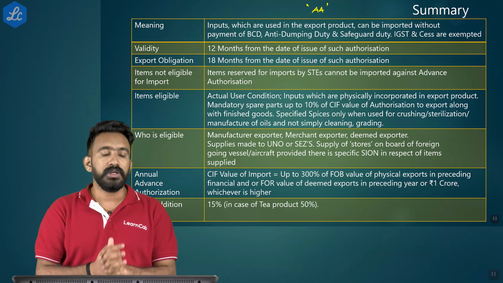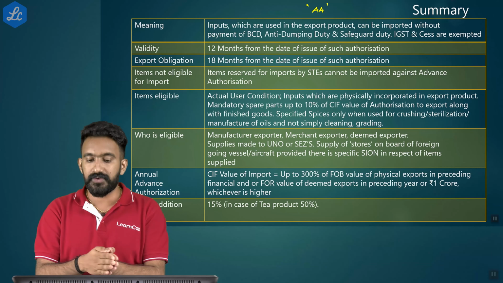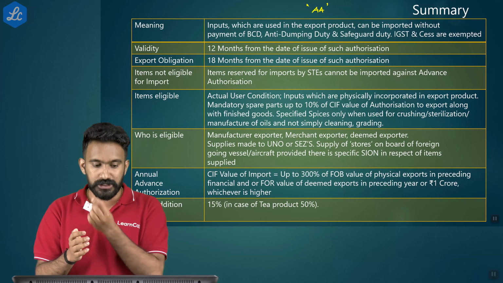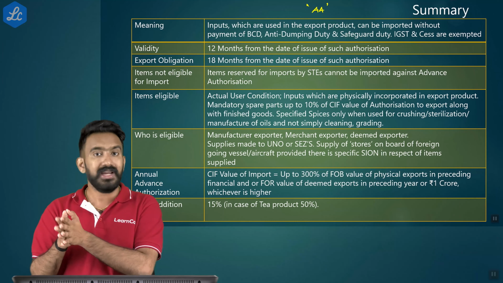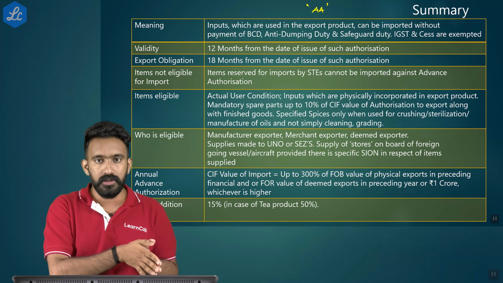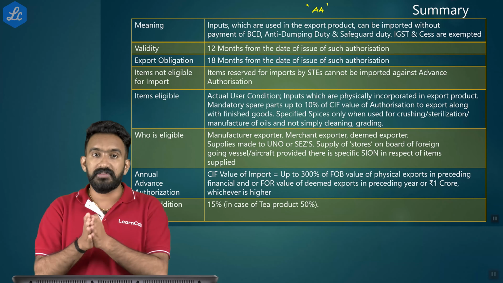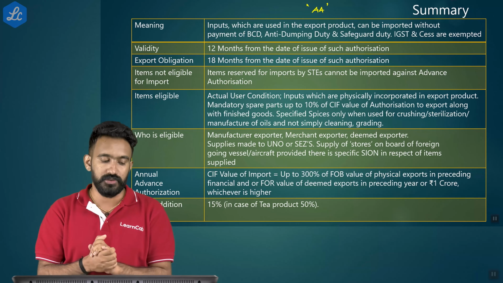Now what is the validity? It is valid for 12 months from the date of authorization. And when should I finish my export obligation? I have to finish it within 18 months from the date of authorization. In some cases I can go for an annual advance authorization. Now what are the items not eligible? If the items are reserved for STE, it cannot be imported against advance authorization.